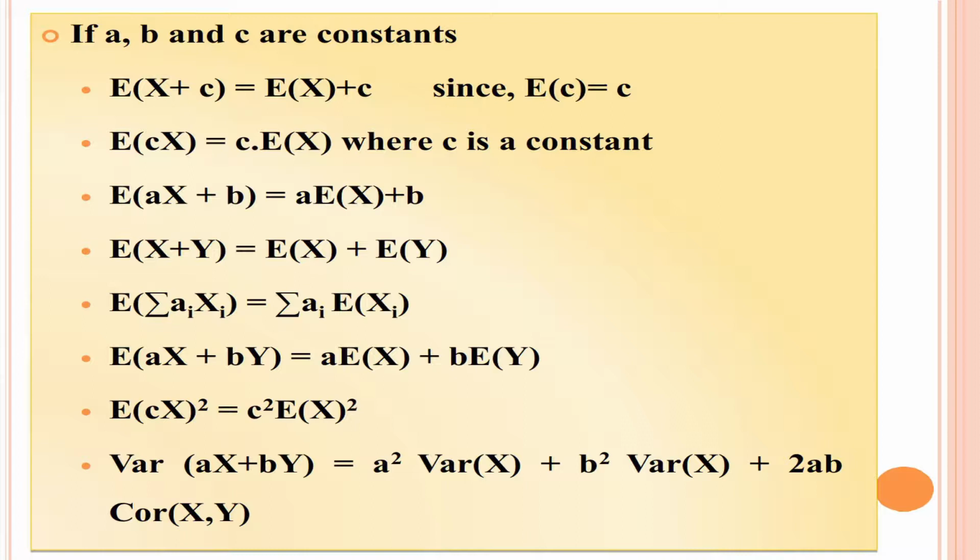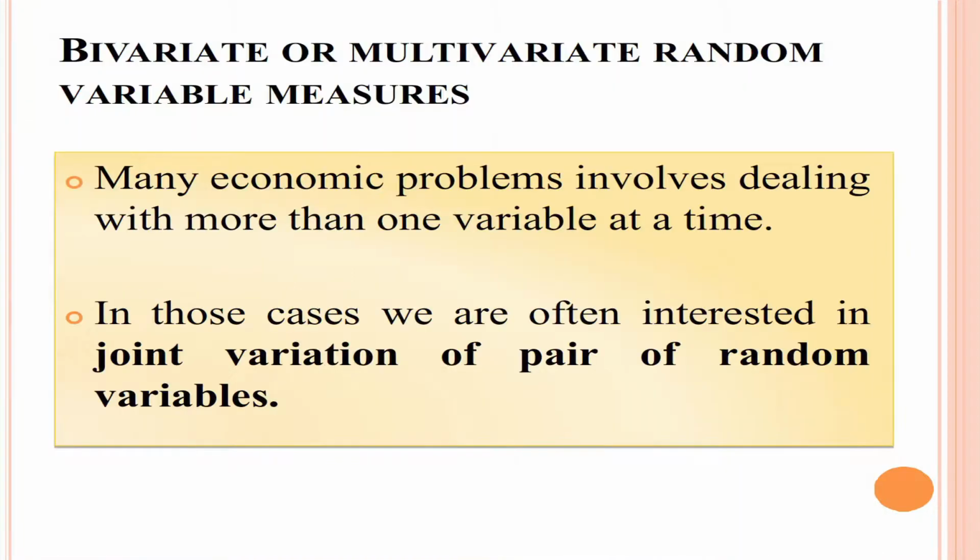Similarly, the expectation measure can be defined over two random variables x and y. Expectation of x plus y is equal to expectation of x plus expectation of y. If there are an arbitrary number of random variables, the expectation of sigma a_i X_i is equal to sigma a_i into expectation of X_i. For random variables, we may define bivariate and multivariate summary measures also.